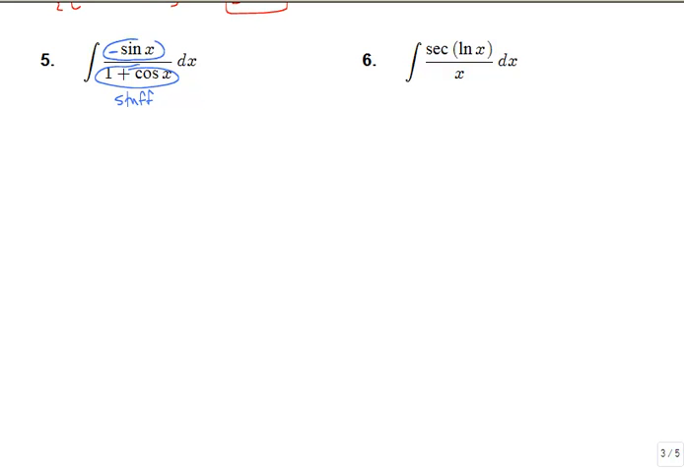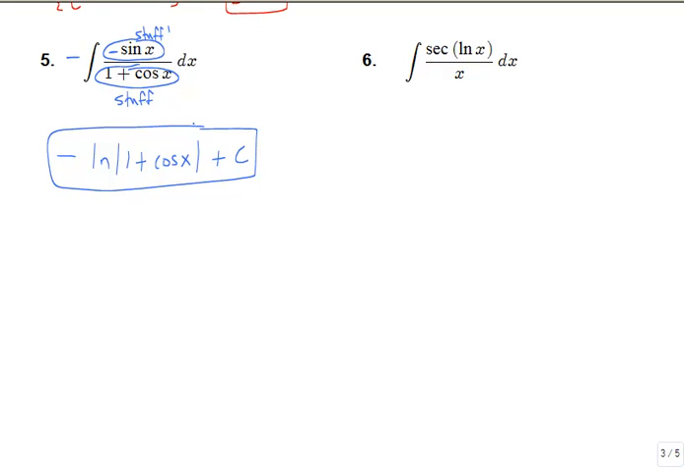So if I put that in there, then I do have the correct stuff prime, but I have to counterbalance by a negative. So this negative that we counterbalanced by stays put, and since we have stuff prime over stuff, this just becomes the ln of that stuff, or the ln of 1 plus cosine x. We have no bounds, so this is going to have a plus c. Pretty easy, right? Okay, let's try another one.